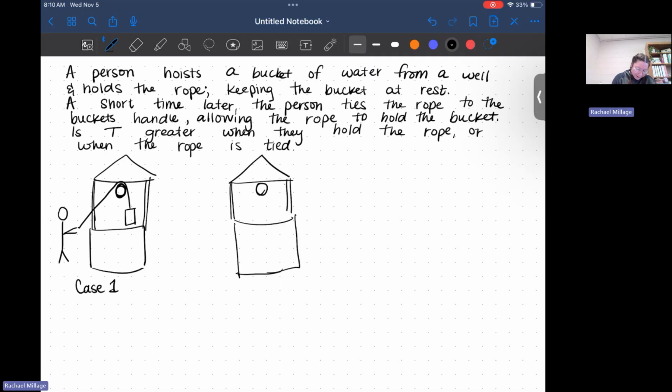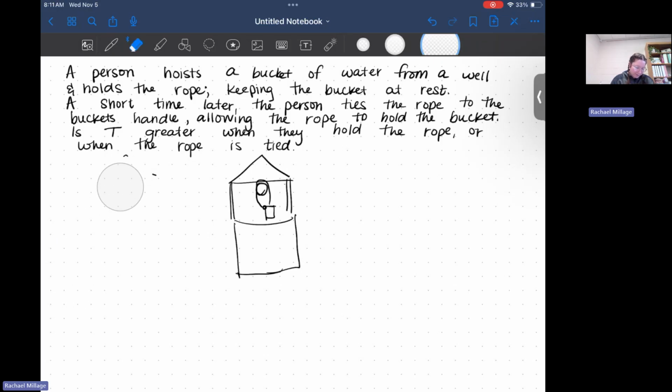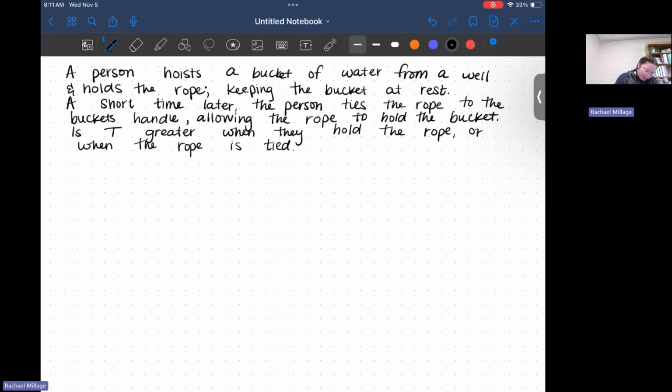But this time, with my bucket, they've tied the rope back to the bucket. It'd probably be a little bit more centered than this, but that's the same idea. So now we have to think about the tension in the rope for each of these scenarios. So I'm going to erase this. You can keep it in your notes, but I'm just going to allow us to keep the word problem and zoom in on the buckets a little bit better.